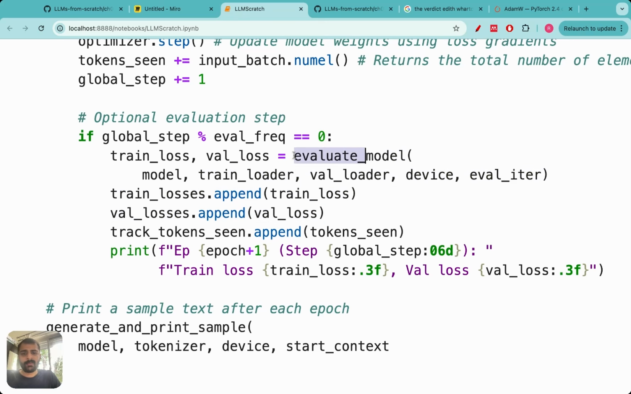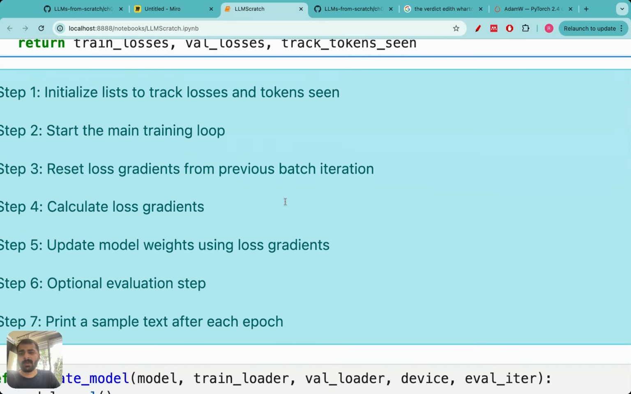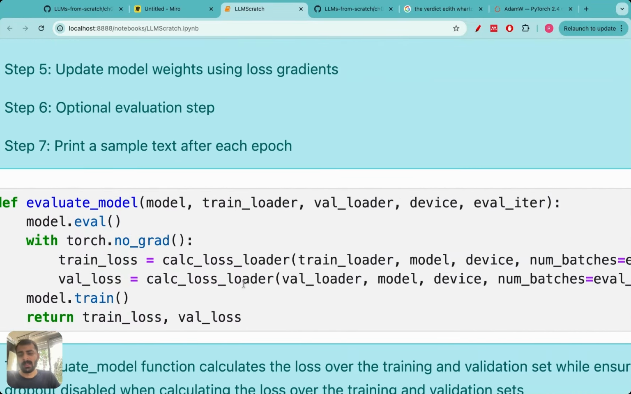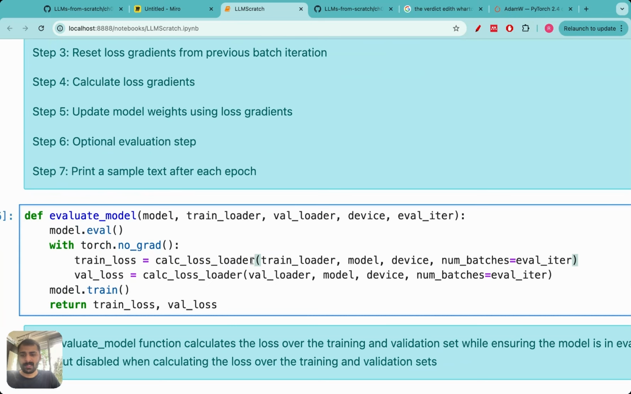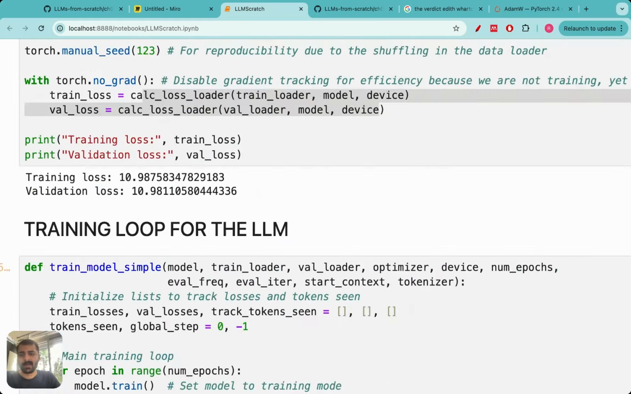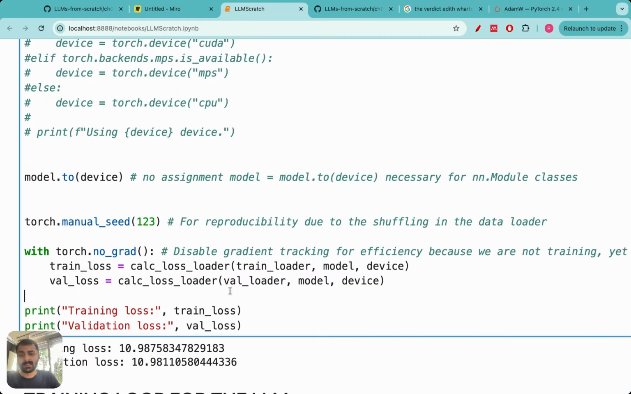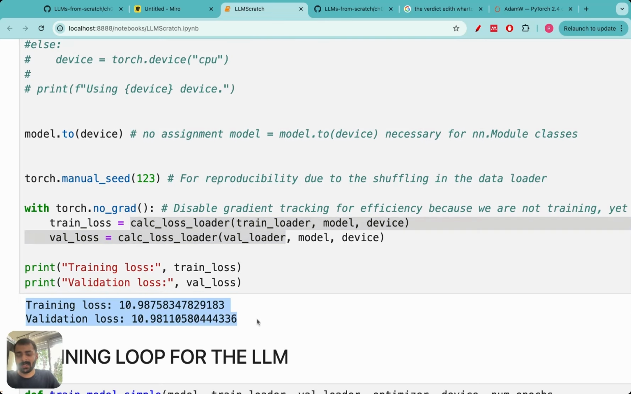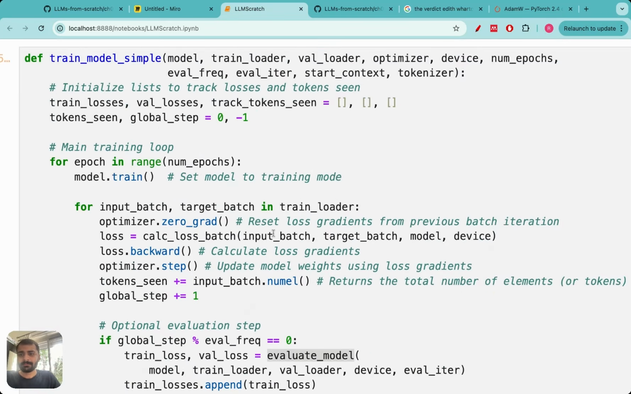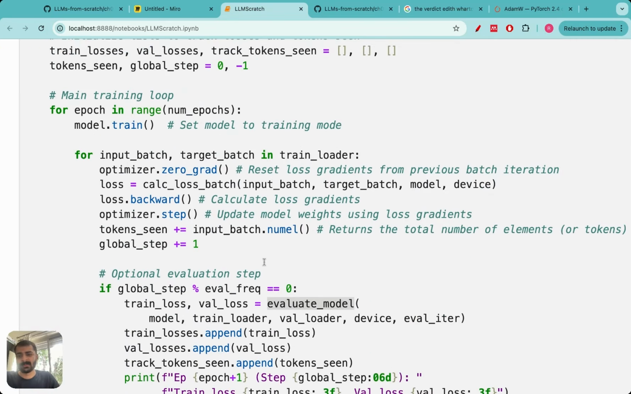Let me show you what the evaluate model function looks like. The evaluate model function is actually pretty simple. We calculate the loss for the training loader, and we calculate the loss for the validation loader for the entire dataset, and we have defined these functions before. See, in the previous lecture we used these same two functions, calc loss loader for the training and the validation, and it returns the training and the validation loss for the entire dataset at the point when that particular batch is being processed.